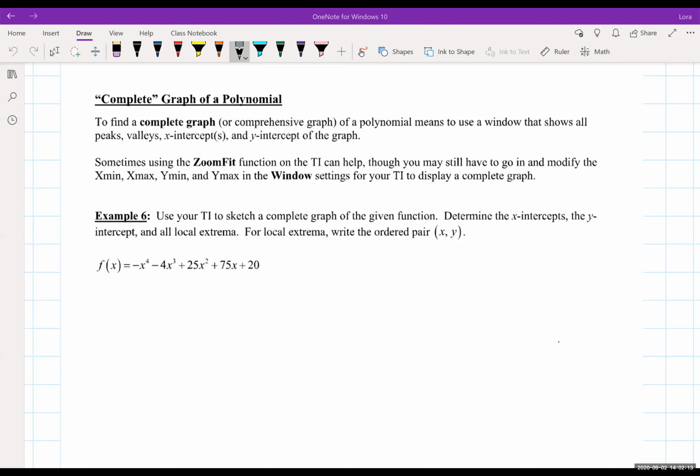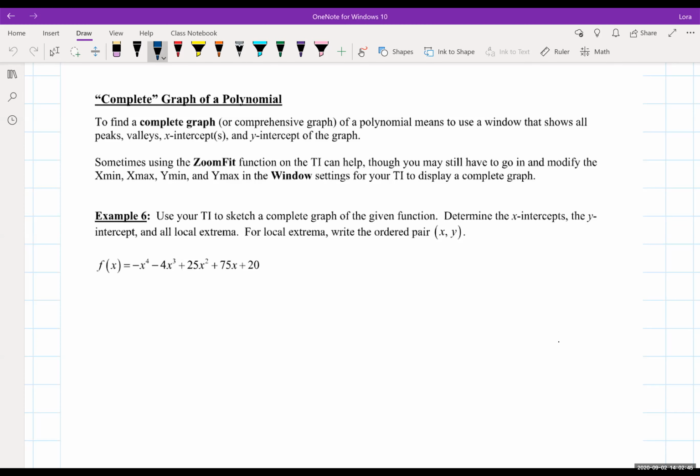Now, tying it all together from this section, we're going to look at trying to have a complete graph of a polynomial, maybe using our TI. But before we do that, we want to utilize the theory of this section to help us predict as many behaviors of this function as possible. So the first thing I would do before even pulling my TI out would be to identify the degree. That's going to give us a lot of ideas.